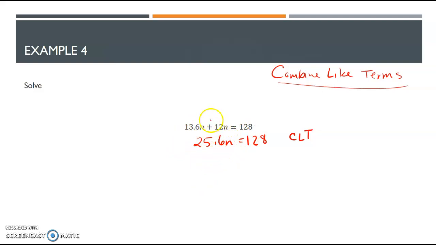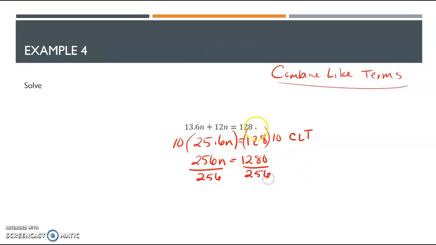Combine your like terms. From here, because I really dislike decimals, it's so much easier to work with whole numbers, I'm going to multiply both sides by 10. And I do that because there's only one decimal place. So I'm going to multiply by 10, in which I will get 256n equals 1,280. Your answer's going to be the same. You're probably going to use a calculator, but like I said, to me, it's nicer to look at non-decimal numbers, so our whole numbers.